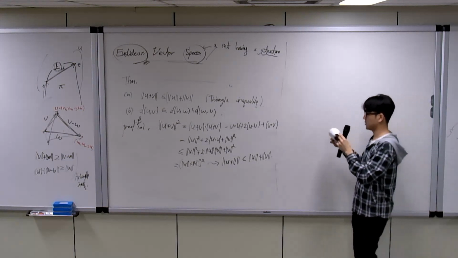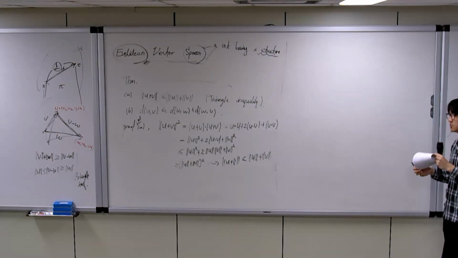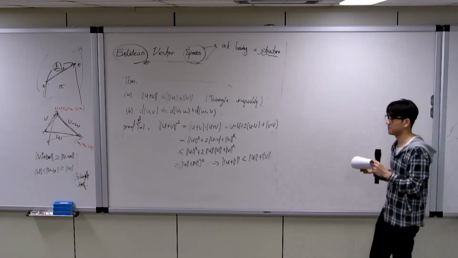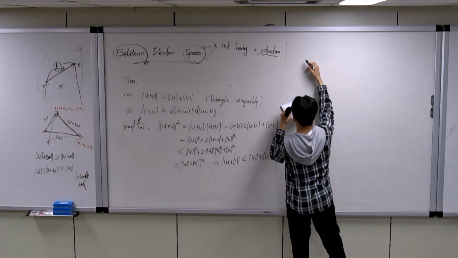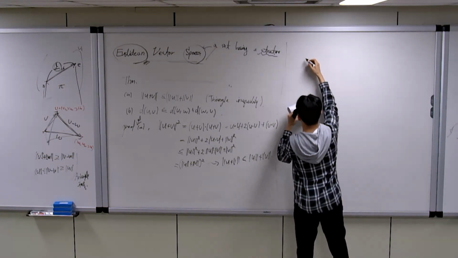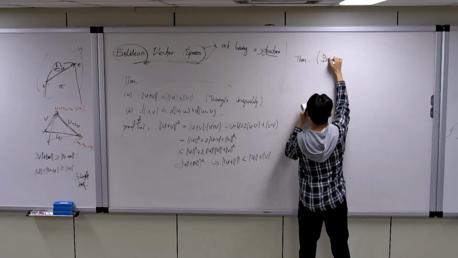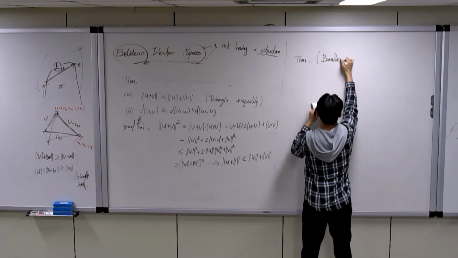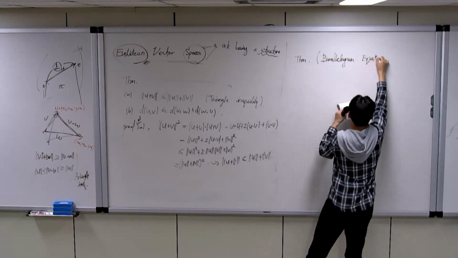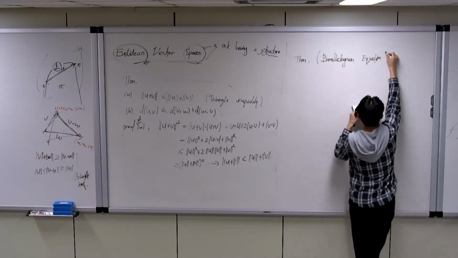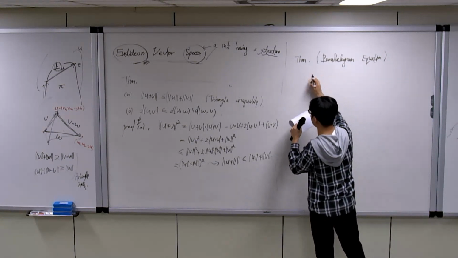I will introduce one more property. If you learn the bilinear map or inner product in detail, then you might get this equation. It is called the parallelogram equation. And I will use u, v in R to the n.